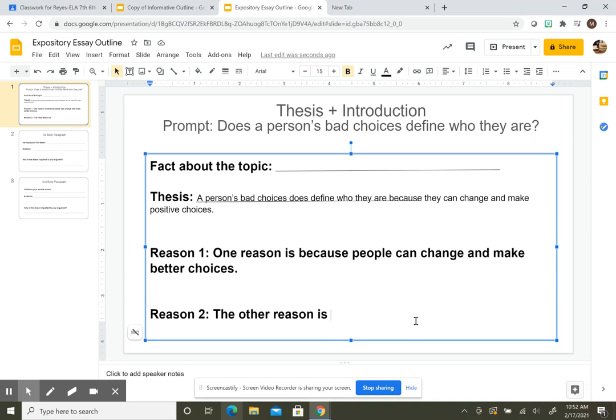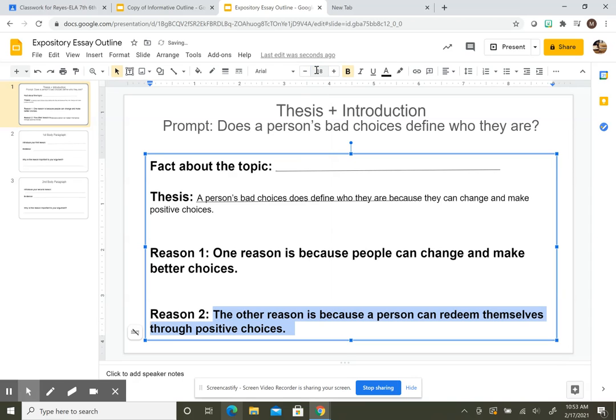So I can say the other reason is because a person can redeem themselves through positive choices. And I can just make that all one thing so it doesn't look so crazy. And then once I have that, then I can go back and look at the fact about the topic.